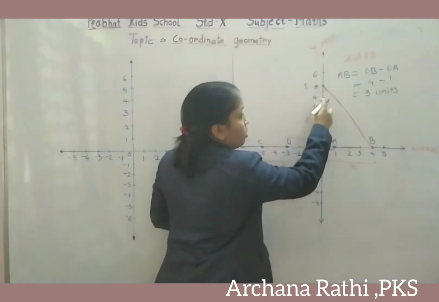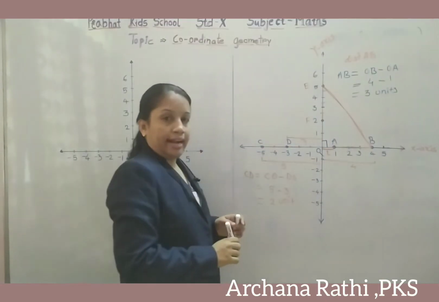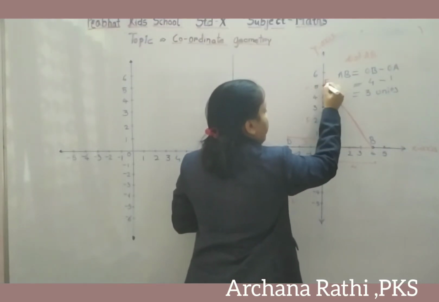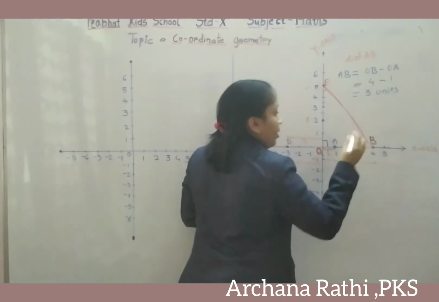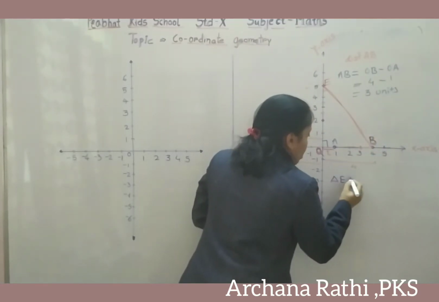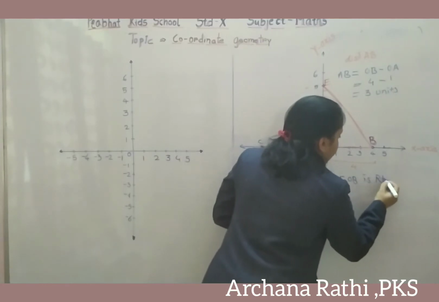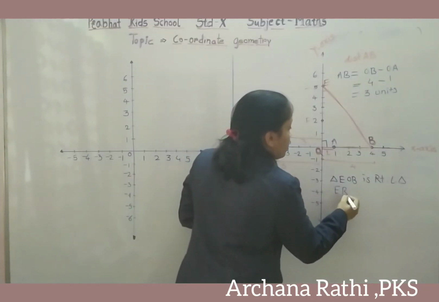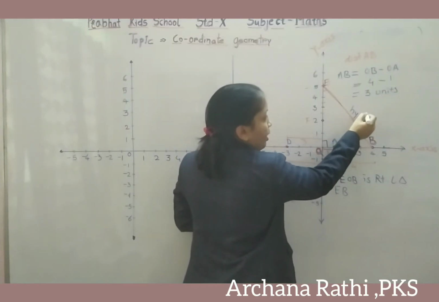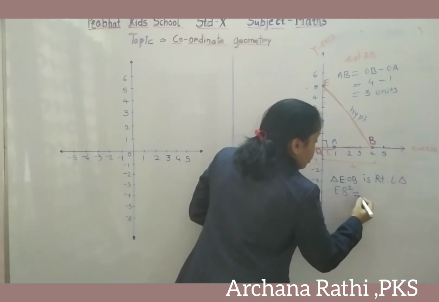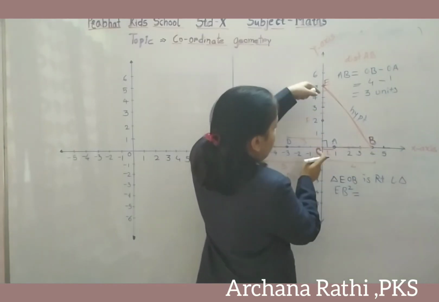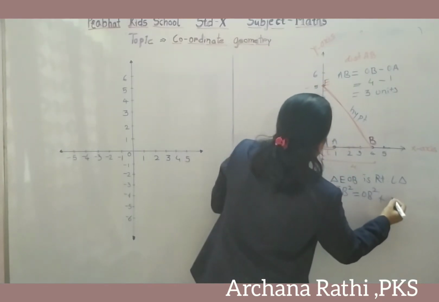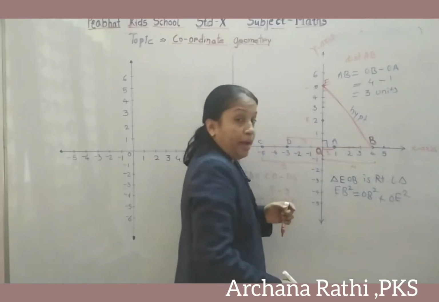Now you know that both the axes meet each other at a right angle. Therefore the triangle EOB is a right angle triangle, and EB is the hypotenuse. Therefore EB square is equal to OB square plus OE square, by the Pythagoras theorem.